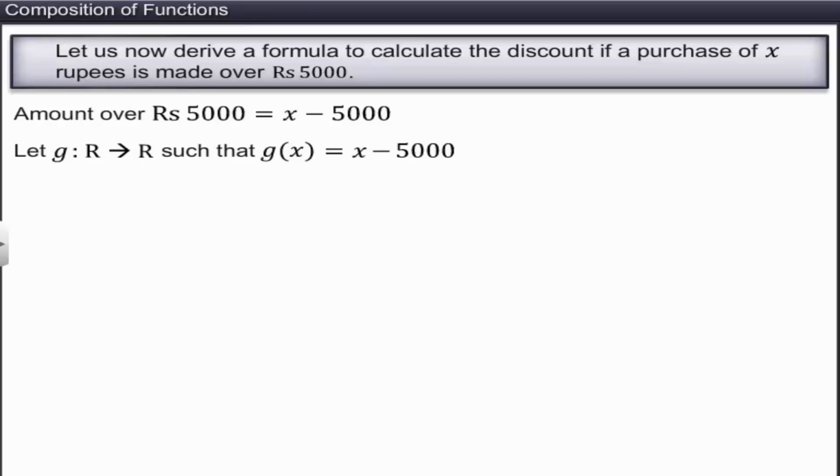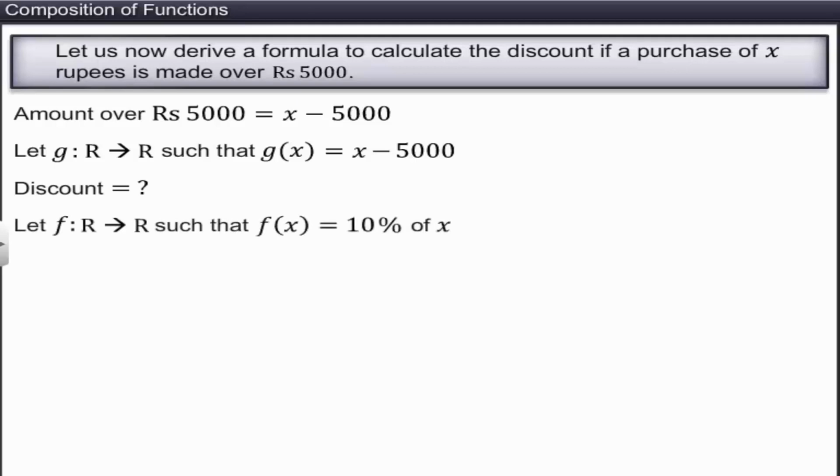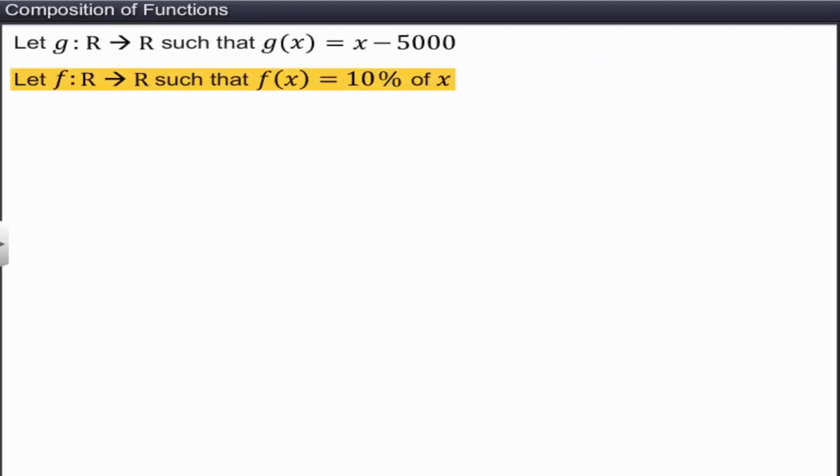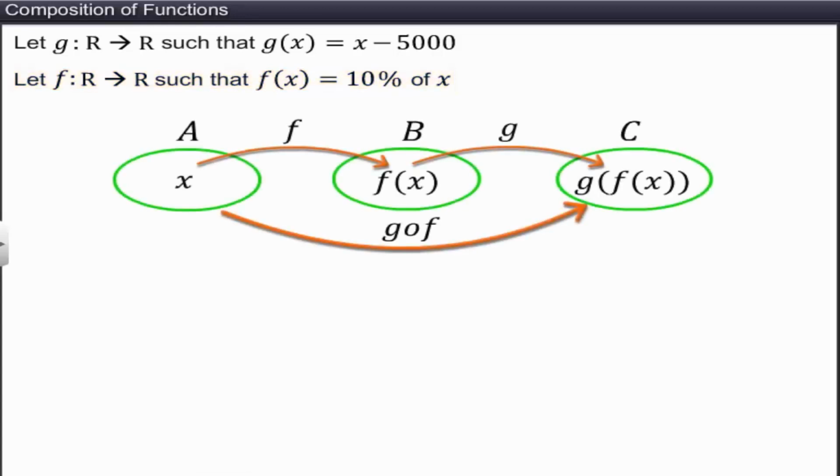And then, in the second step, we have to find the discount. Let us define a function f from R to R by f of x is equal to 10% of x. This function will help you to find the discount that a customer gets on the amount exceeding 5,000 rupees. By combining functions f and g, the discount on a purchase of over 5,000 rupees can be calculated. This leads to the definition of composition of functions.